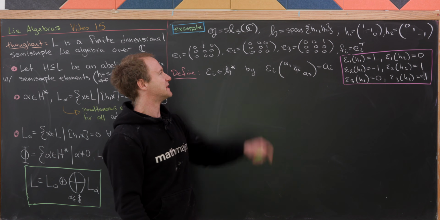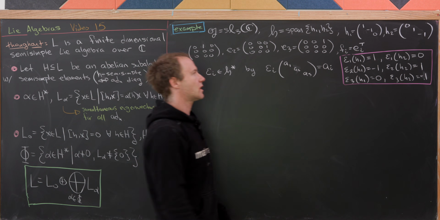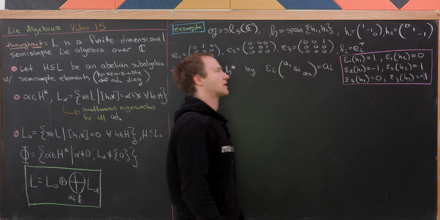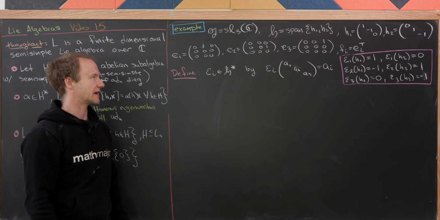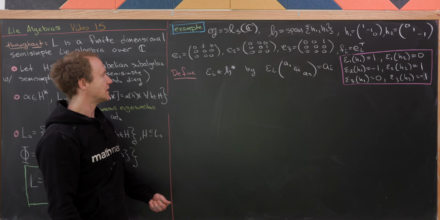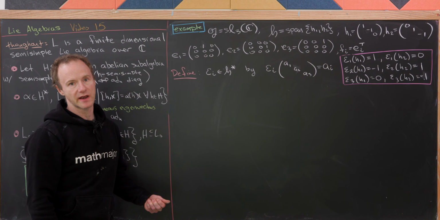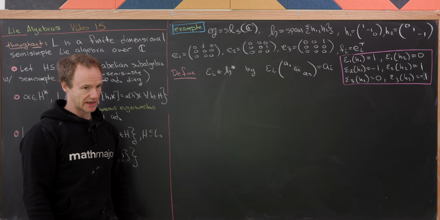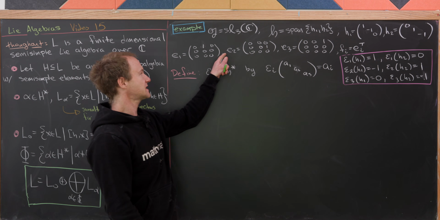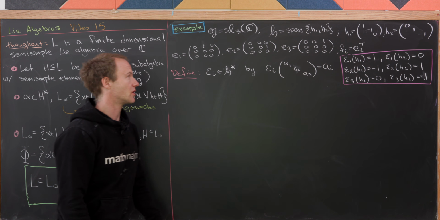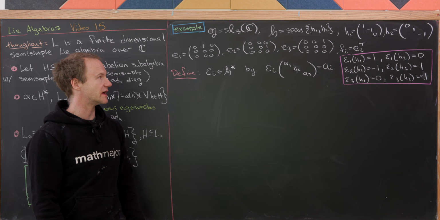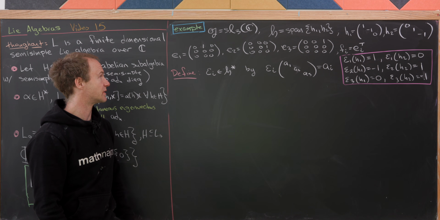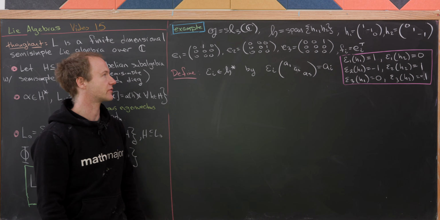So let's let H be the span of H1 and H2, where H1 is the diagonal matrix with a 1, a -1 and a 0, and H2 is the diagonal matrix with 0, 1, and -1. Furthermore, we'll take E1, E2, and E3 and F1, F2, and F3 to be defined as follows. E1 has a 1 in the first row, second column. E2 has it in the second row, third column, and E3 in the first row, third column. And then F1, 2, and 3 are simply the transposes of E1, 2, and 3.